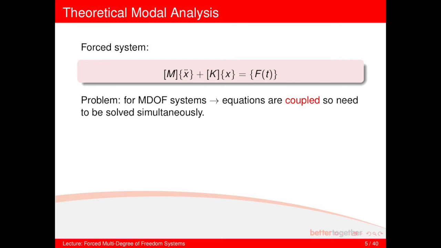The problem with this system is that these equations are coupled together. K, in particular, will not be a diagonal matrix. What do I mean by a diagonal matrix? Well, basically, a diagonal matrix has values down the diagonal, and all the other terms are 0. With K, you've rarely got a diagonal matrix. It's always going to have values off the diagonal.